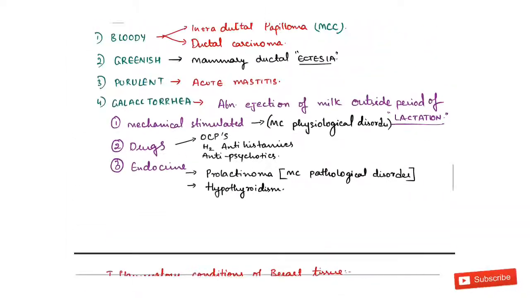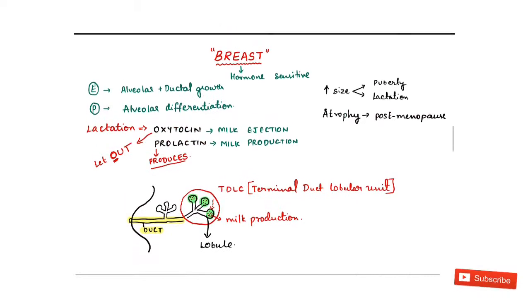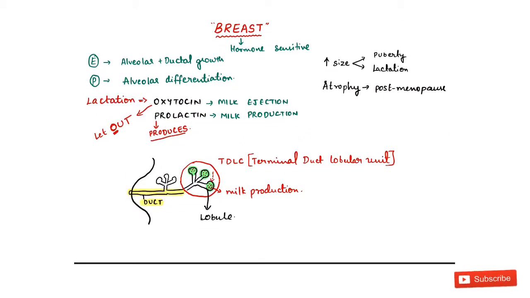A quick wrap up regarding all the important points which we have discussed in this video: today we have learned mainly about the breast, which is hormone sensitive, and we have mainly 2 hormones: estrogen and progesterone. Estrogen is for both the alveolar and the ductal growth, and progesterone is only for the differentiation of the alveolus. During lactation, oxytocin is helpful for the letting out of the milk, that is milk ejection, and prolactin produces the milk, that is milk production. There will be an increase in size during puberty and lactation, and atrophy after menopause.